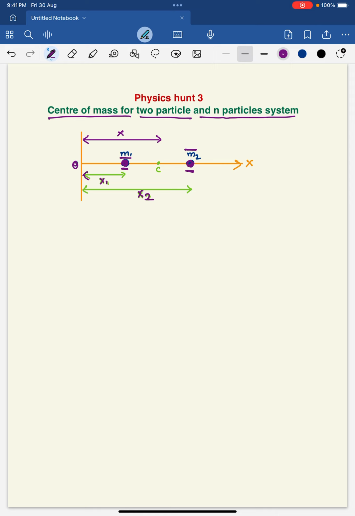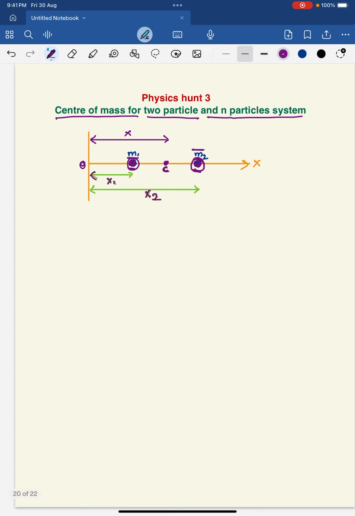Now here I am going to calculate x center of mass. Both the particles are lying along the x-axis, so I am going to calculate the position of the center of mass along the x-axis. The first particle is here and the second particle is here, so the center will be between these two particles. Let us assume this is the common center of the two particles, and this center is at distance x from the origin. Now I am going to calculate x center of mass for two particles.